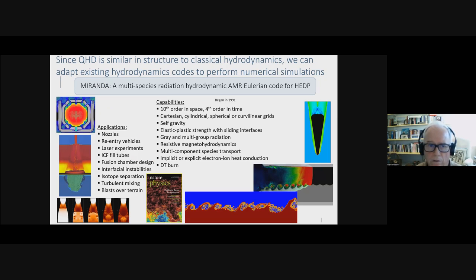So the Miranda code is a multi-species rad hydro code. It uses AMR. It has radiation, both gray and multi-group. It has, of course, hydrodynamics and MHD. And so we've modified this code to add in these modifications due to quantum hydrodynamics.